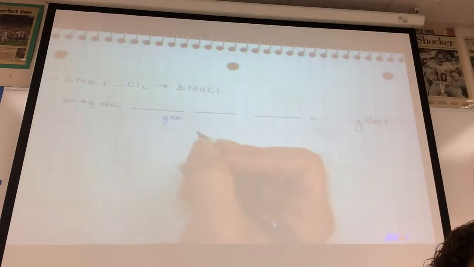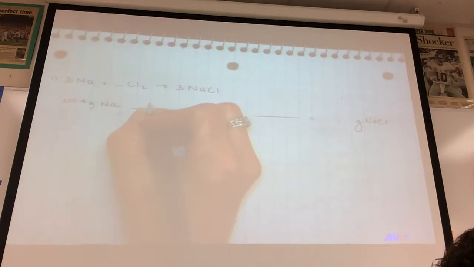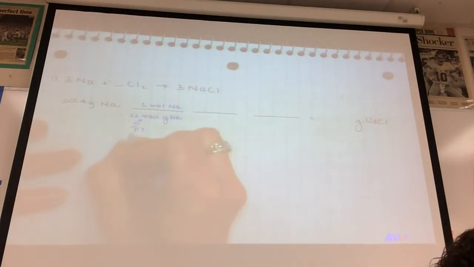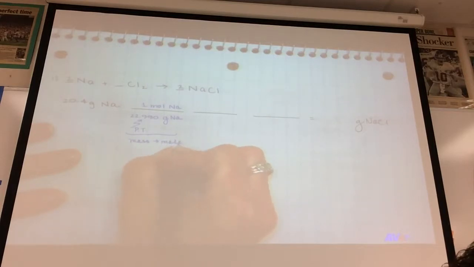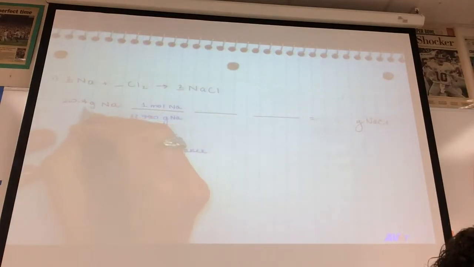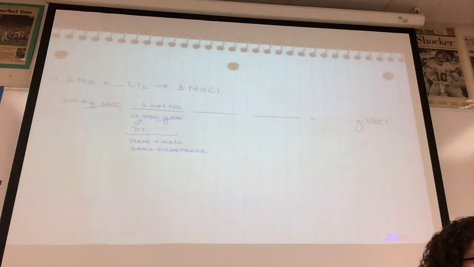Wherever I have grams of something, in almost every instance except with density, I will have 1 mole of it in the other part of the fraction. And this piece from the periodic table, 22.990 grams. This is a mass to mole conversion for the same substance, in this case sodium. Note the cancellation of unit and substance.